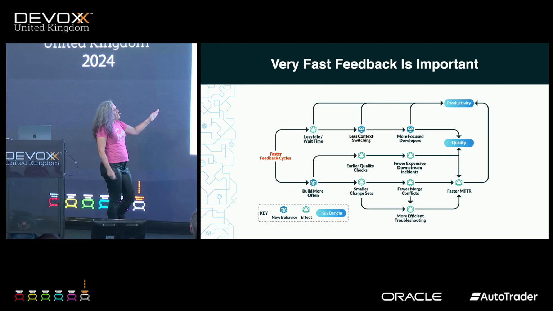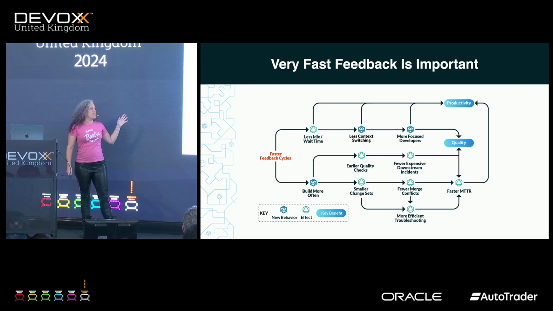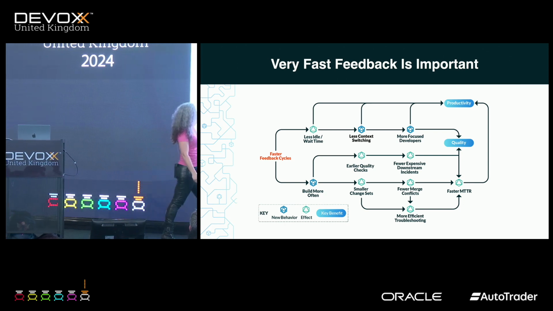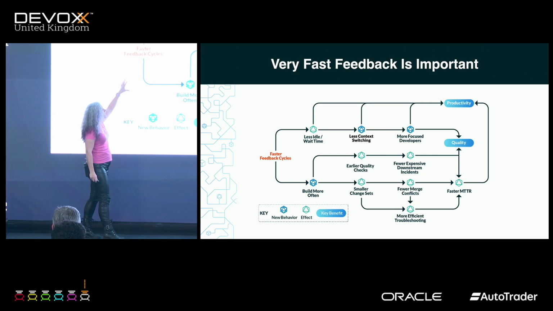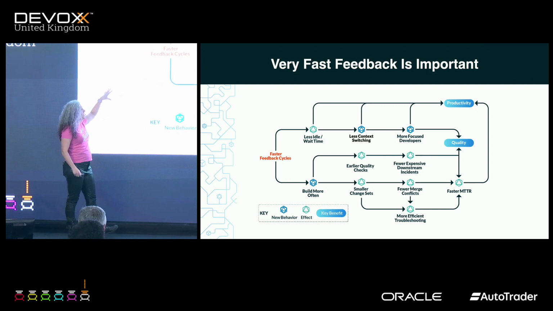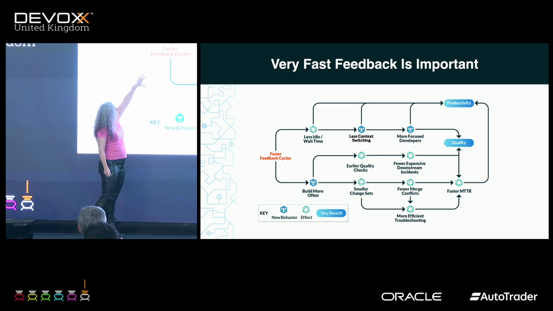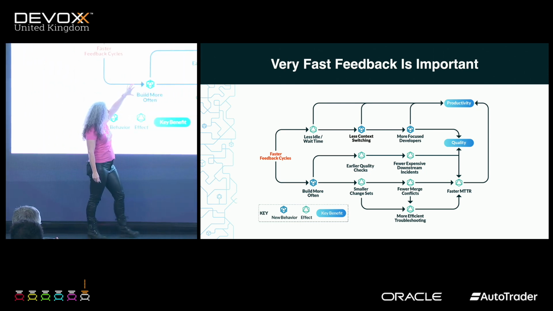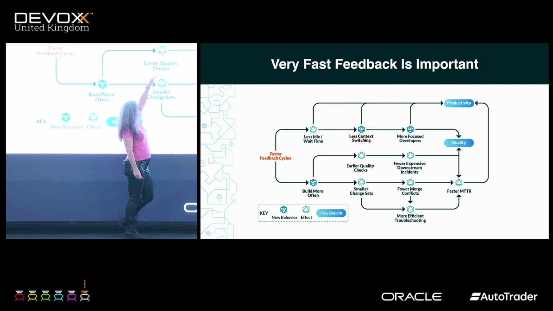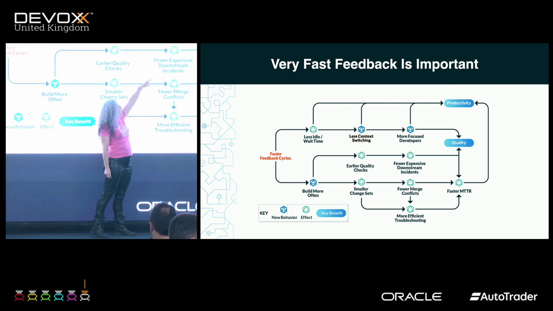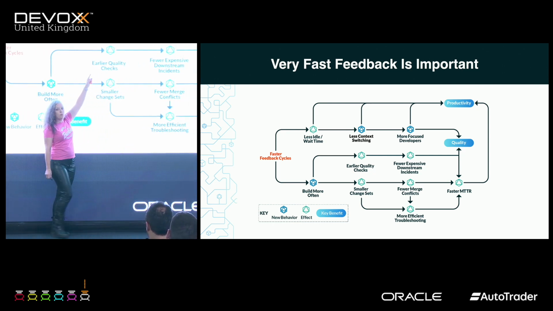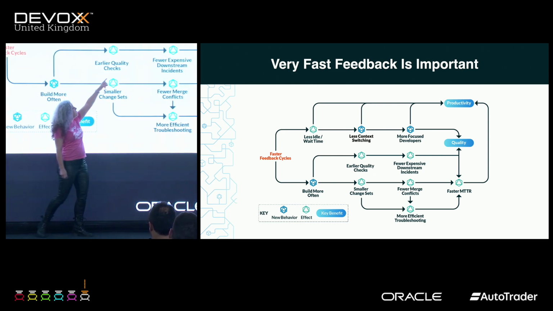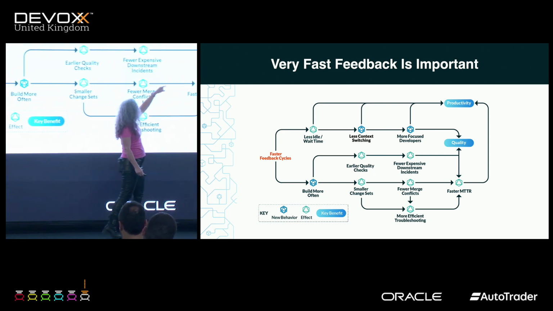Right, so very fast feedback is important. Why is very fast feedback important? Well, there's a lot to look at in this slide, which normally means I don't like it, but there's a lot of good things. If you've got faster feedback cycles, you can build more often. That's good because if you build more often, you get earlier quality checks, you get fewer expensive downstream incidents. As we know, the sooner you find a bug, the cheaper it is to fix it. So you get improved quality.